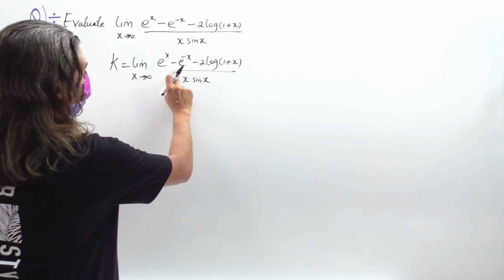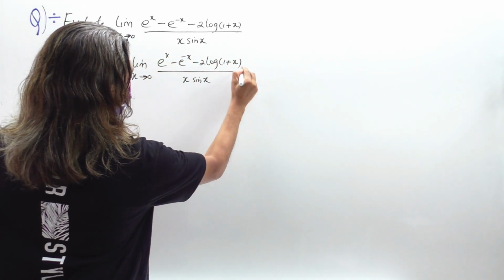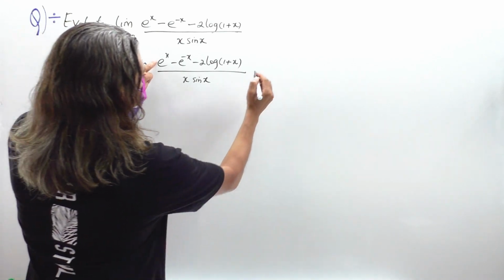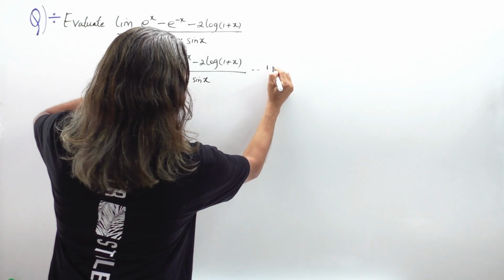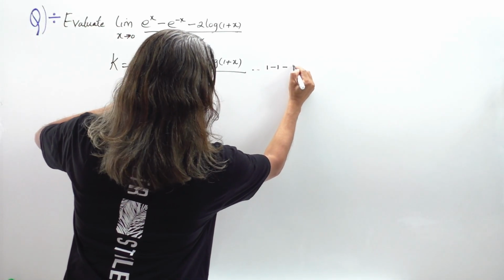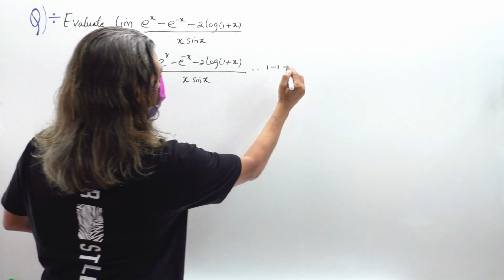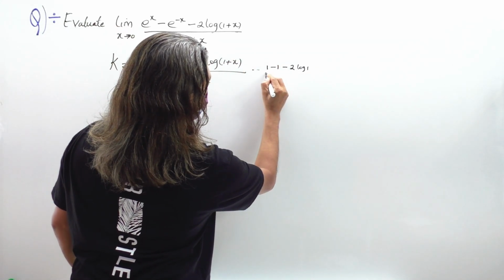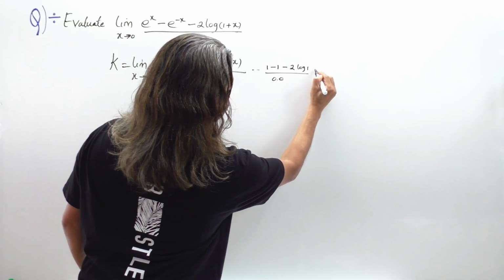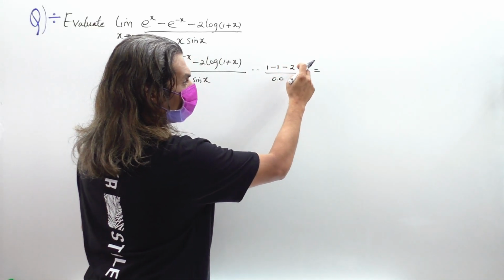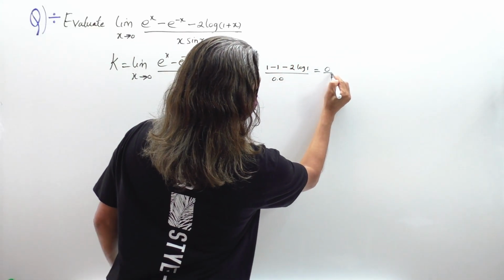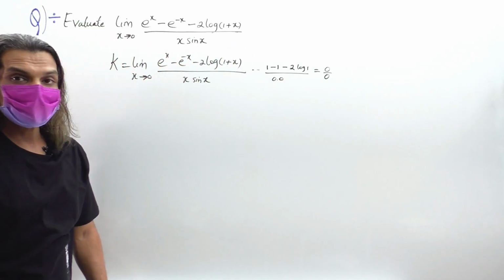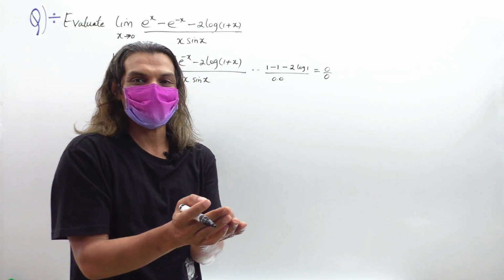Well, the next step is we check for the limit. e raised to 0 is 1, minus 1, minus 2 into log of 1 plus 0, log 1, upon 0 into 0. That is again 1 minus 1 is 0, log 1 is 0. So 0 by 0. It means we can happily apply the L'Hospital's rule here.